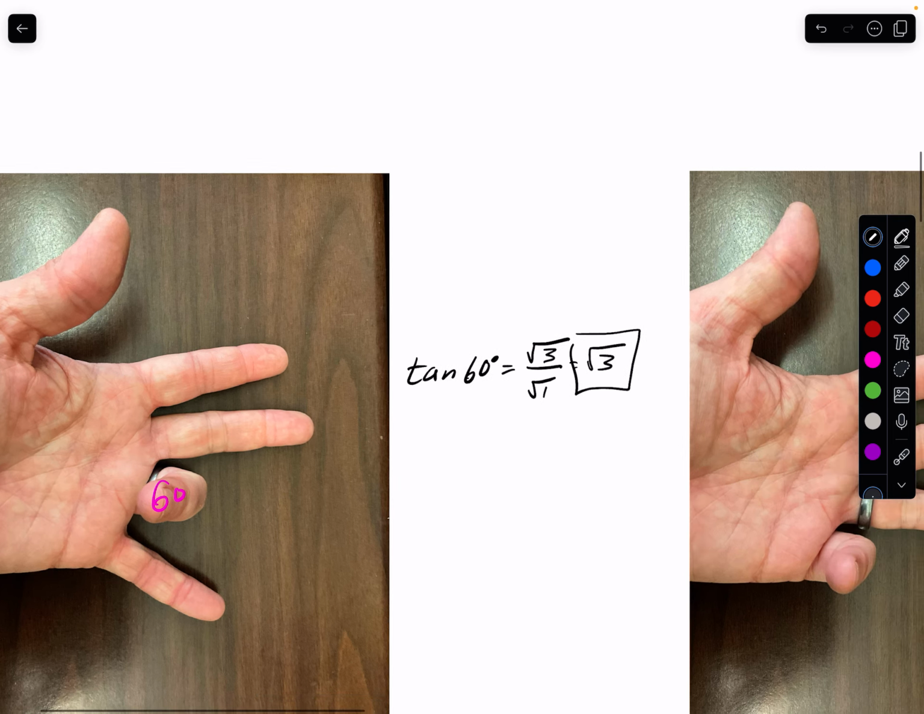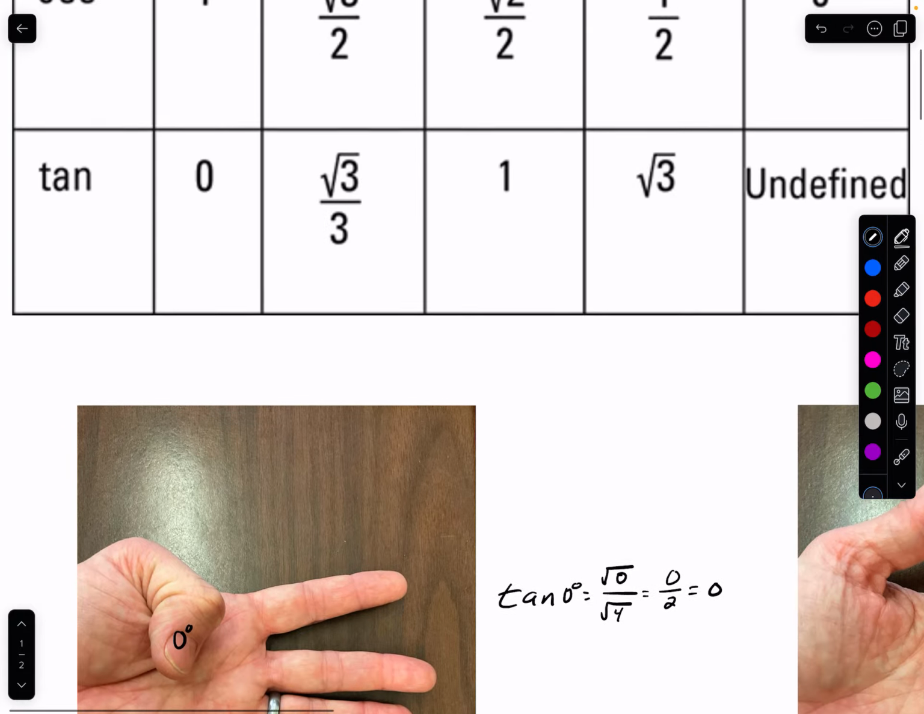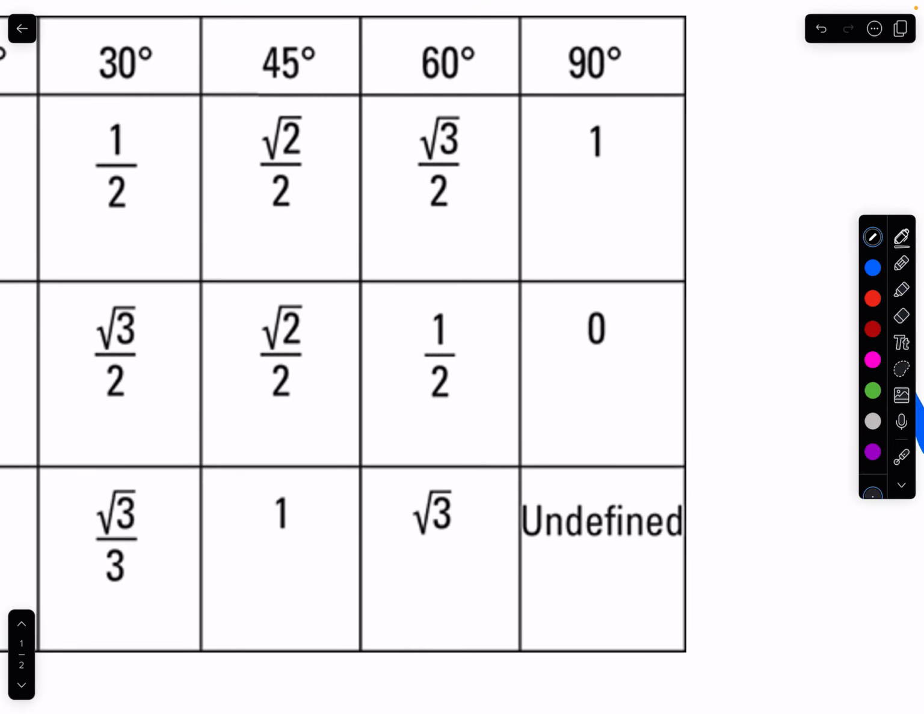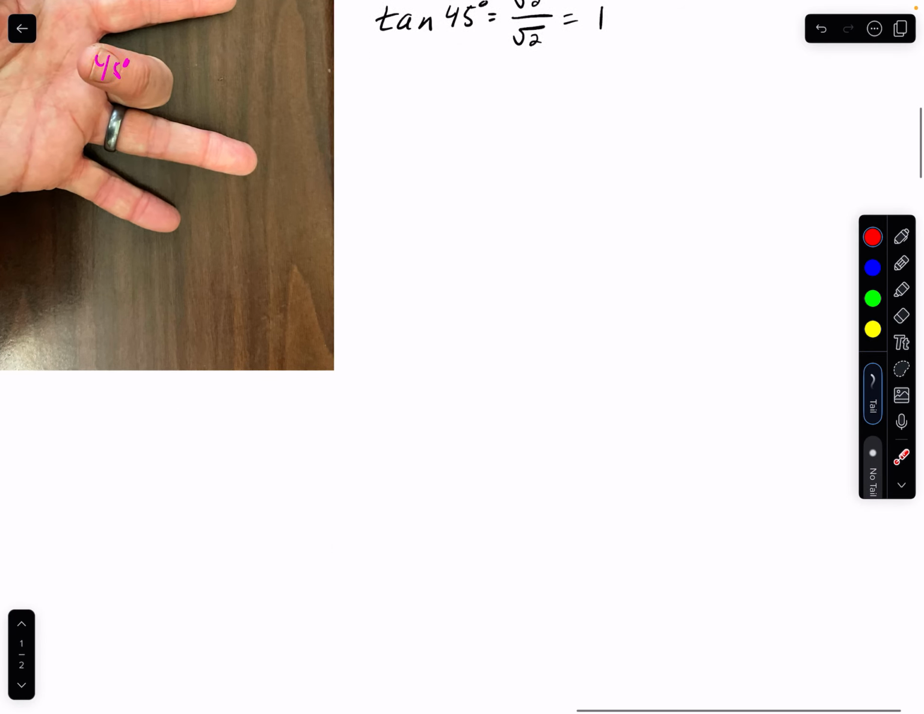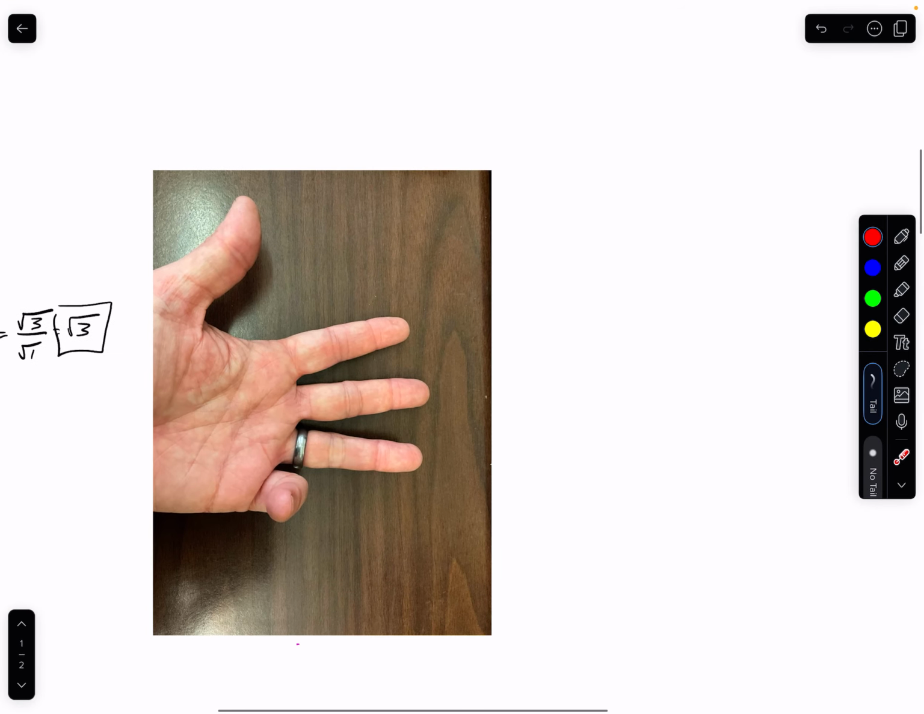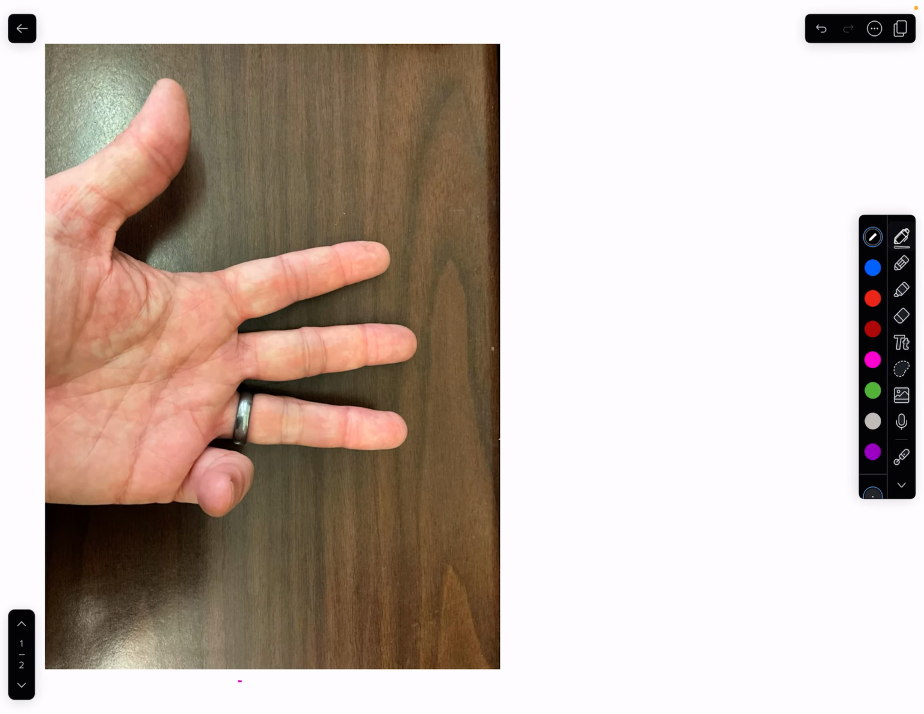And then the last one here is coming up on 90 degrees. Now 90 is undefined. We have an undefined here, the tangent of 90 degrees. The slope of a vertical line is undefined. So if I scroll down here, I've got 90 degrees right now. I'm looking at what is the square root. I put my 90 degree finger down.